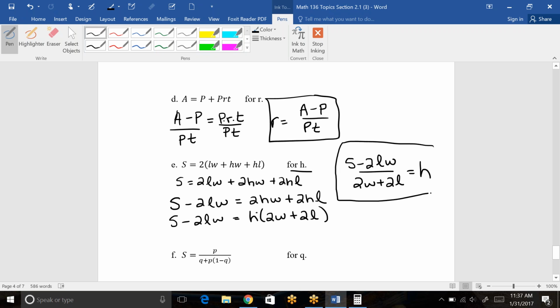And again, doesn't look any prettier. I'm sorry, that kind of looks like a 5. That is an S. This doesn't look any prettier than what we had, but it is solved for H.